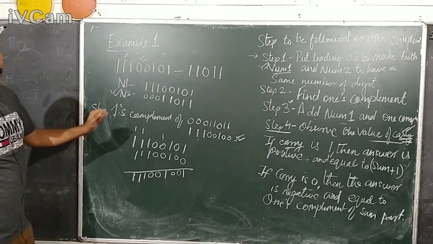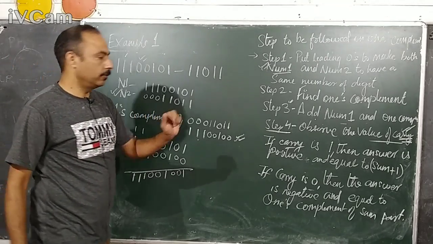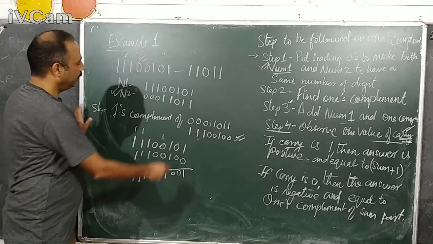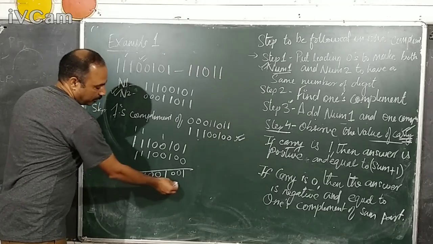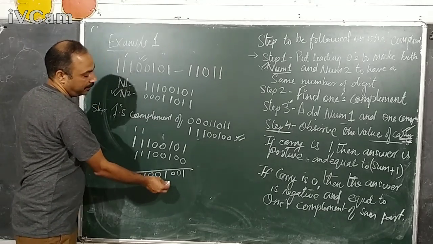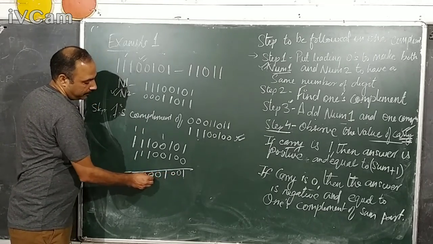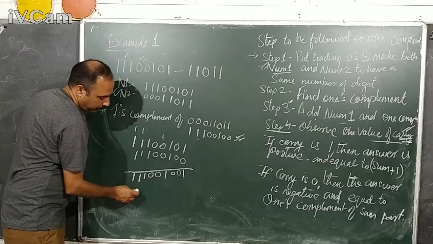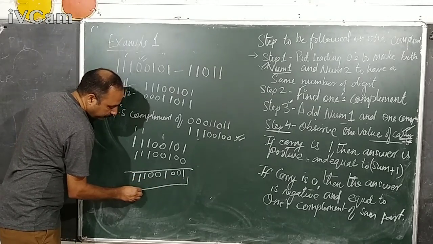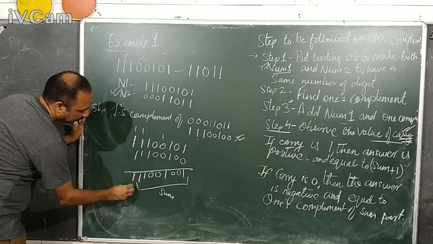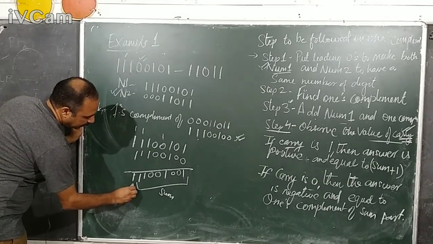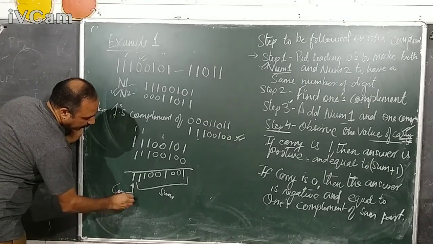Now how to find the carry? We just have to see how many digits are there. 1, 2, 3, 4, 5, 6, 7, 8. Here, what is the number of digits in the answer? 1, 2, 3, 4, 5, 6, 7, 8, 9. So we need to make that this is the sum and this is the carry. 1 is the carry. Now what do we have to do?